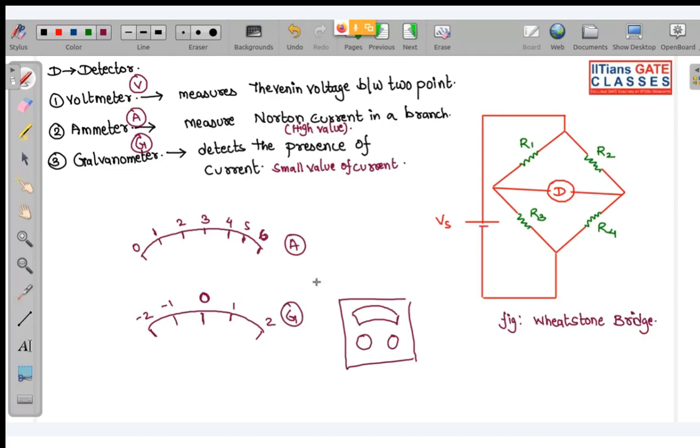Tell me, any doubt in this? So suppose this is your point A and point B, and the lead of this ammeter is connected like this, this is the positive lead, this is the negative lead. If 2 ampere current is flowing, then your needle will point over here. If you connect it the other way, with this negative and this positive, the needle of the ammeter will stay over here only. So you cannot measure direction on both sides of an ammeter. Is it clear? Any doubt?